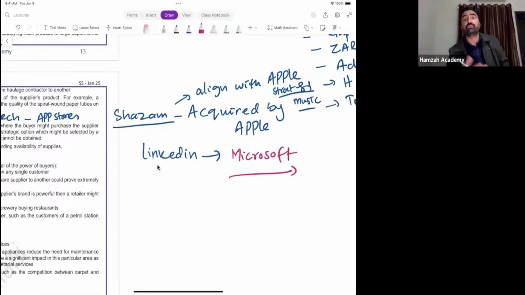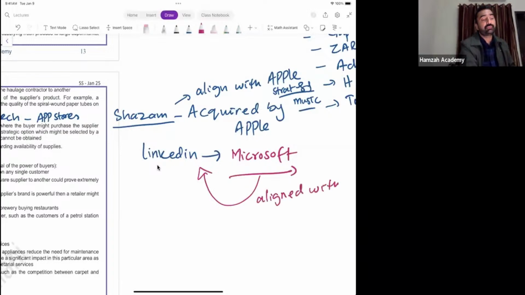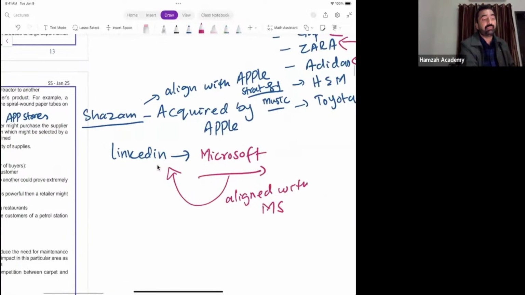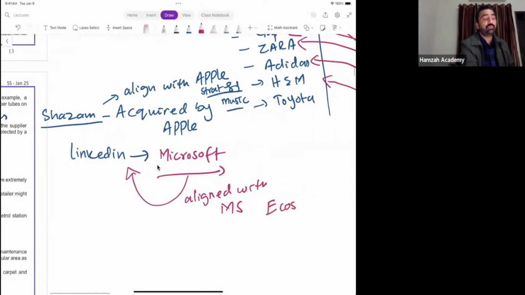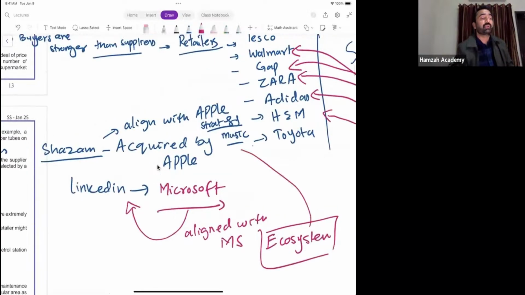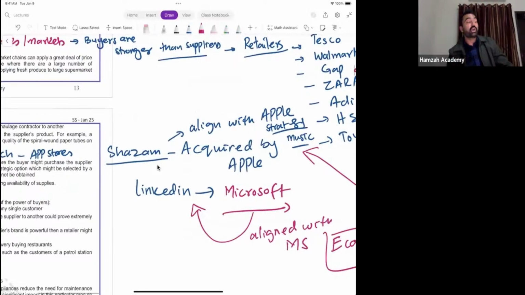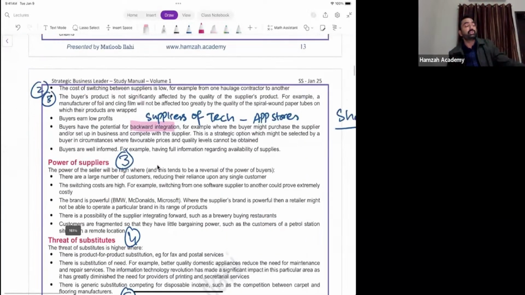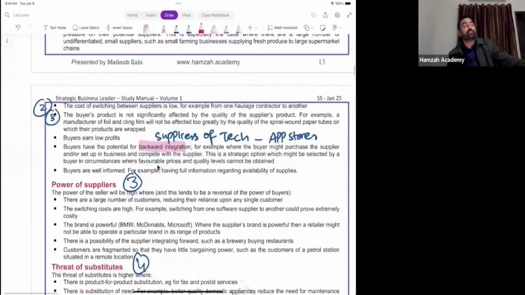Who uses Microsoft? Microsoft is not used by the common man. Microsoft is used by businesses. And the reason was that LinkedIn was aligned with the Microsoft ecosystem. Why am I using the word ecosystem? This is a new strategy, ecosystem. And the same ecosystem we can apply with Apple as well. Okay, so these are different situations where buyers are powerful.